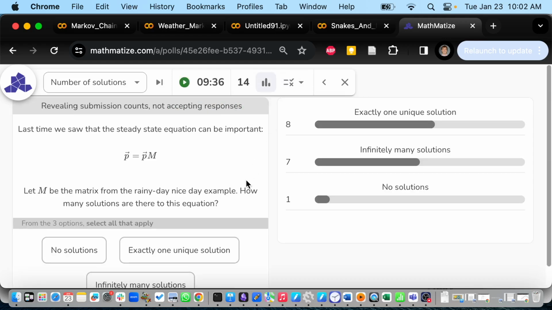Okay, really good split between exactly one solution and infinitely many solutions. One person said no solutions. There is at least one solution, so no solutions is wrong, but which of these two is it? 7 to 8 split is very close. Let's revote, talk to your neighbors, try to figure out, let's see if we can get to the bottom of this. I'll let you think about it a little bit, talk to your neighbors, and we'll revote and reconvene in, say, 2 minutes. So figure it out.